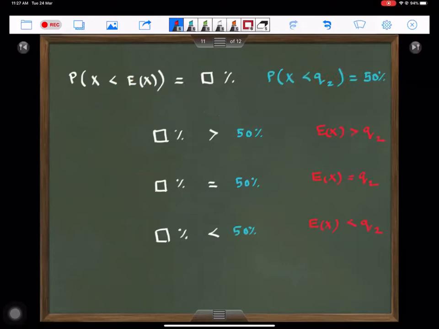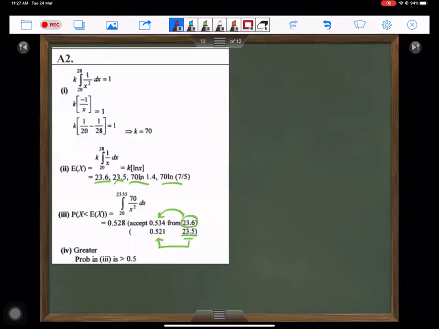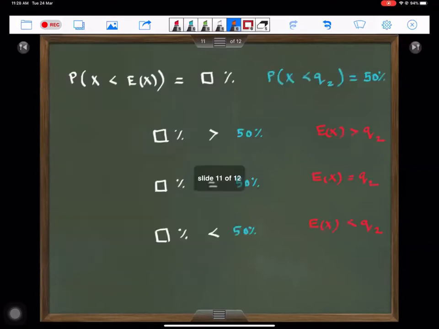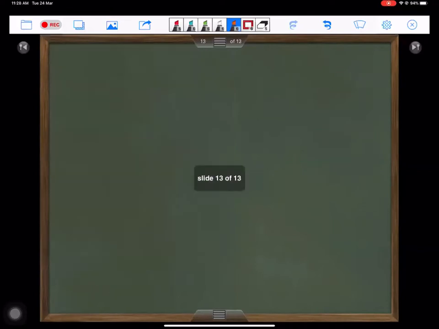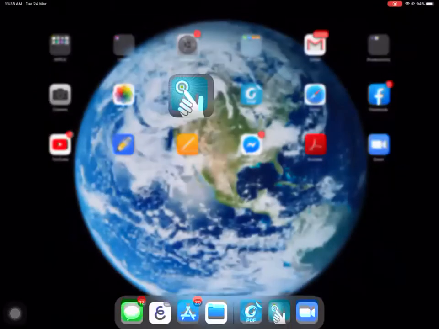Now let's look at what the examiner has to say. Greater probability in part 3 is greater than 0.5. Now the examiner is not very keen on explaining every single step. The examiner's prime responsibility is writing down the answer and then giving the reason that it's 1 mark or 2 marks and nothing more than that. The mark scheme is primarily for the teachers and not for the students. So it's the teacher's responsibility to explain it in a simple sense, which I have done so. Now, this question is done. Let's move on.